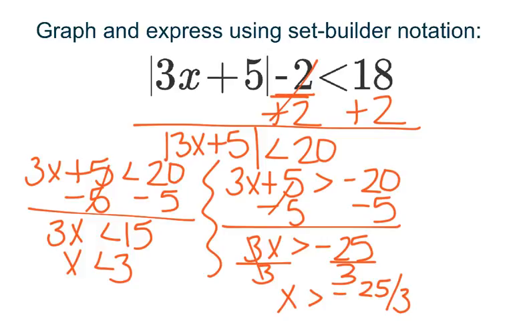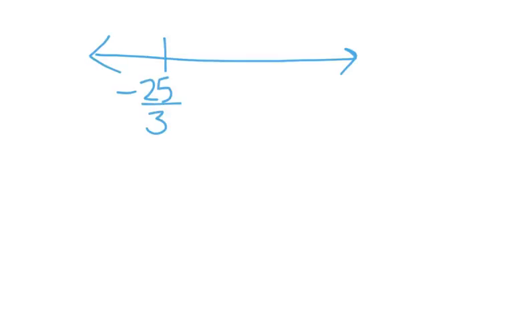Since this is an inequality, I did say in the solutions that we're supposed to graph it and use set builder. So I'm going to go to the next slide because I'm out of space and finish that off. When you draw your number line, -25/3 is smaller because it's negative. So I'm going to have that, and 3, and this was a regular old less than, so this has to get graphed with open circles.